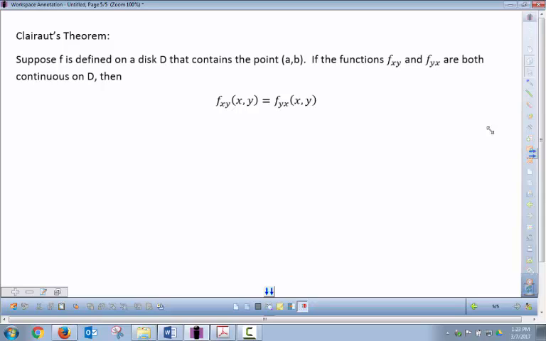And this idea will be useful for us in the future. So it's good to know that the mixed order partial derivatives are equal for a lot of these functions that we're going to be dealing with.